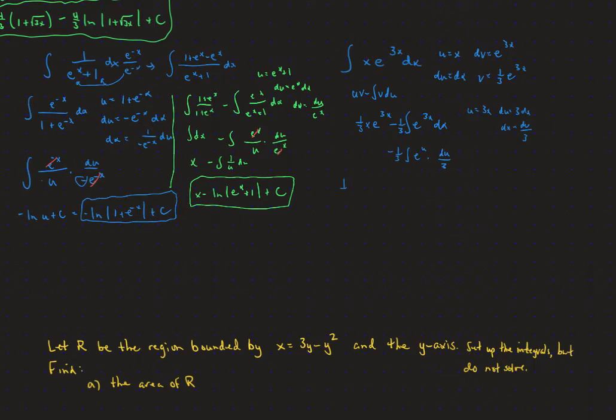So we're going to get 1/3 x e to the 3x. That's going to be a minus 1/9. The integral of e to the u is e to the u, so we get another e to the 3x, and then our constant of integration. So there's what we're trying to get.